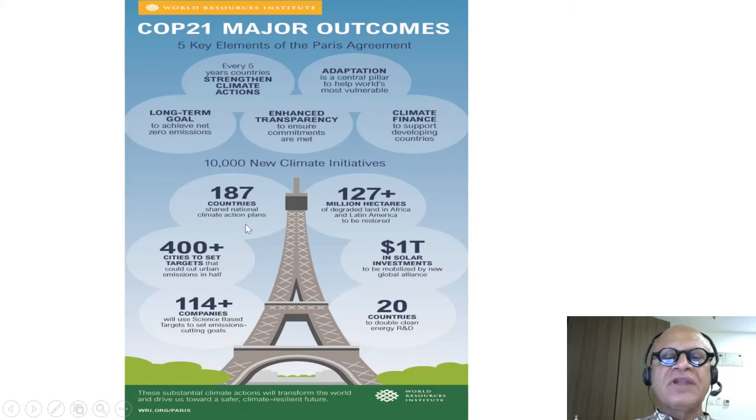10,000 new climate initiatives, so 187 countries share the national climate plans, voluntarily committed to action. 127 plus million hectares of degraded land in Africa and Latin America is to be restored. $1 trillion in solar investments. 20 countries to double clean energy R&D. 400 plus cities to set targets that could cut urban emissions in half. We will look a little bit more at the cities and some amazing stories there as well of local accomplishments that we mentioned in the beginning in terms of the urban socialism in South America, for example. 114 plus companies will use science-based targets to set emission cutting goals.